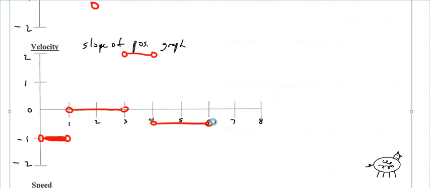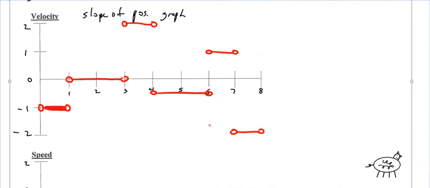And from 6 to 7, it's going to be 1. And then from 7 to 8, it's going to be -2. Okay, pretty easy, right? No problem. Okay, let's go to our next graph now.